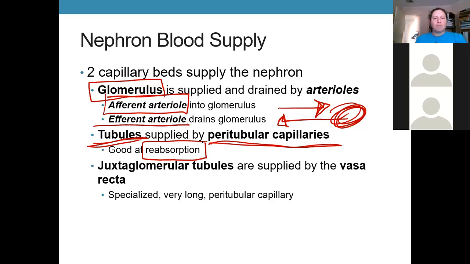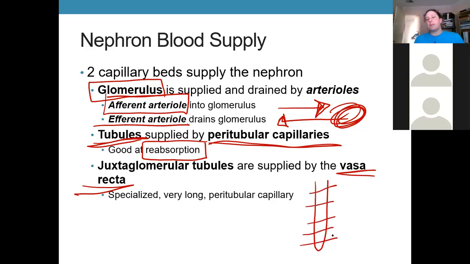The juxtamedullary nephrons, because those loops are so very long, have a specialized peritubular capillary called the vasa recta. Vasa just means vessel, and recta means straight, because it follows the loop and there are these crosses that are just straight across, which is a little different from the way that the normal cortical peritubular capillaries work.